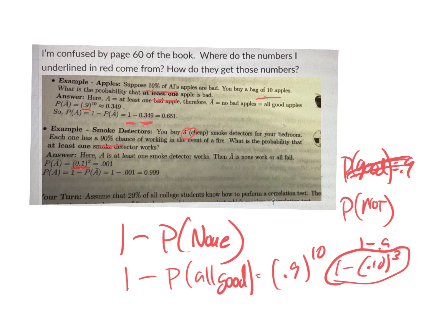Okay, so does that make sense? Let's do a couple more. I hope that answers your question, which was where are they getting the 0.9 from? They're finding the probability of the opposite. So I pulled a couple more problems out of the book.